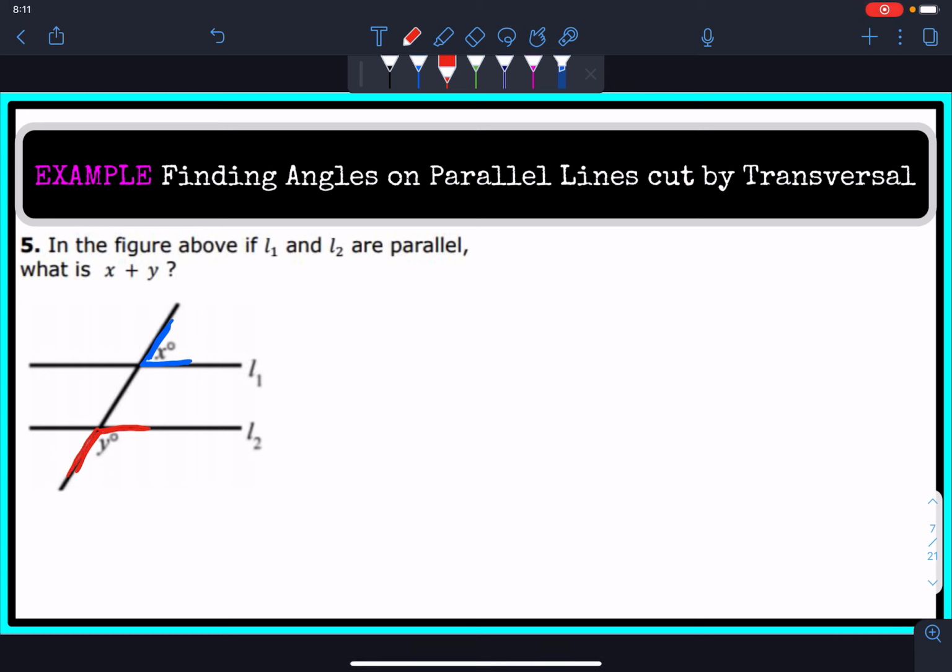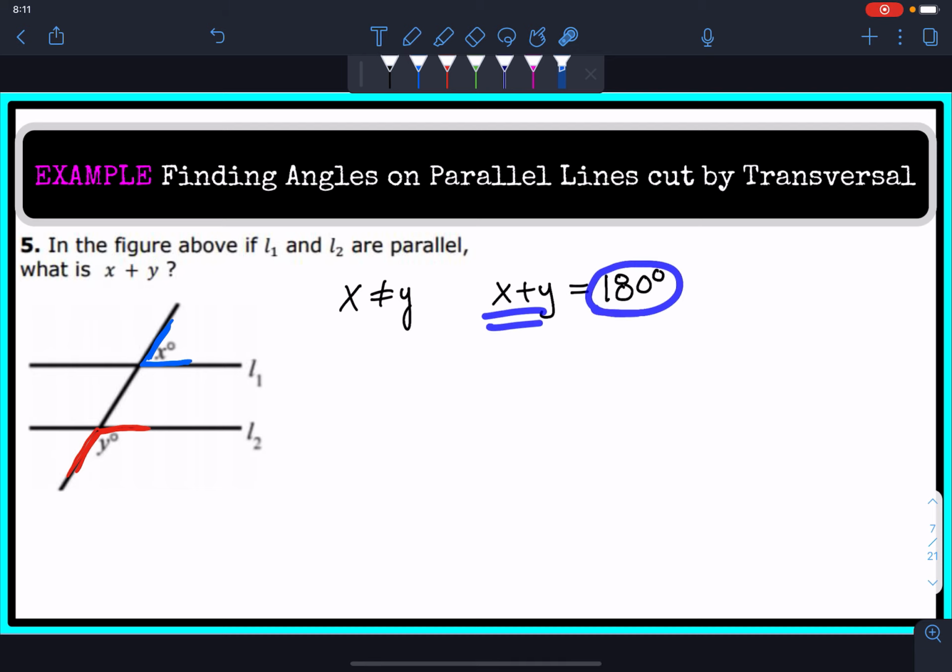Then we know that they're not going to be equal to each other. X will never be able to equal Y because they're different angle measurements, and because they're not equal to each other, the only option is that when you add them up they have to equal 180 degrees. And there's your answer. What is X plus Y going to equal? X plus Y is equal to 180 degrees because we have an acute angle and we have an obtuse angle, and there's our answer, 180.